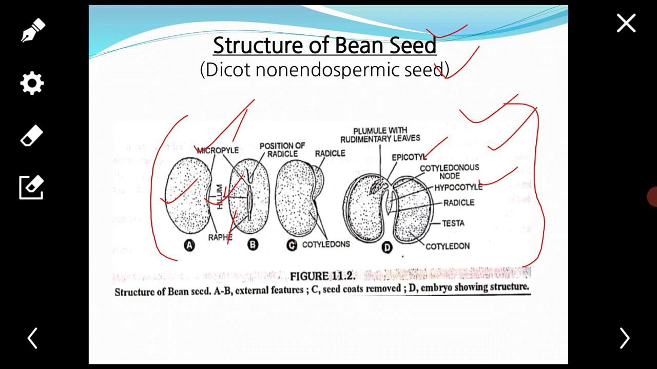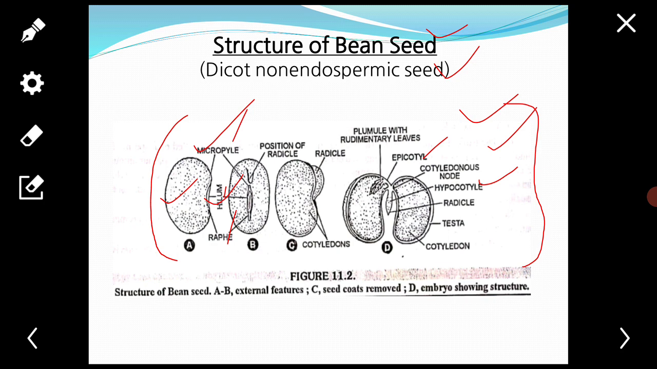The testa develops from the outer integument of the ovule. The inner coat is white, membranous, and thin. It is called tegmen. It is difficult to separate tegmen from the testa. The seed coats can be easily removed if the seeds are soaked in water for a few hours.